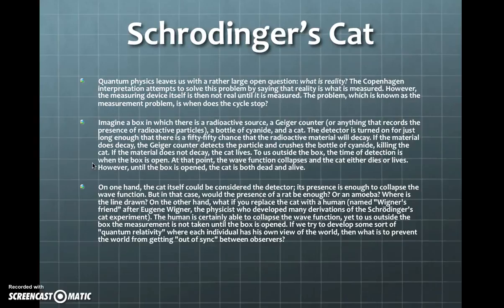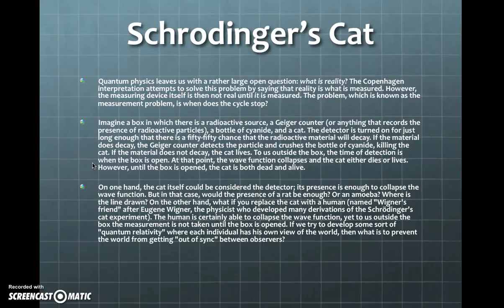Called Wigner's friend, after Eugene Wigner. It's the scientist who developed many derivations of the Schrodinger's cat experiment. The human is certainly able to collapse the wave function, yet to us outside the box, the measurement is not taken until the box is open.